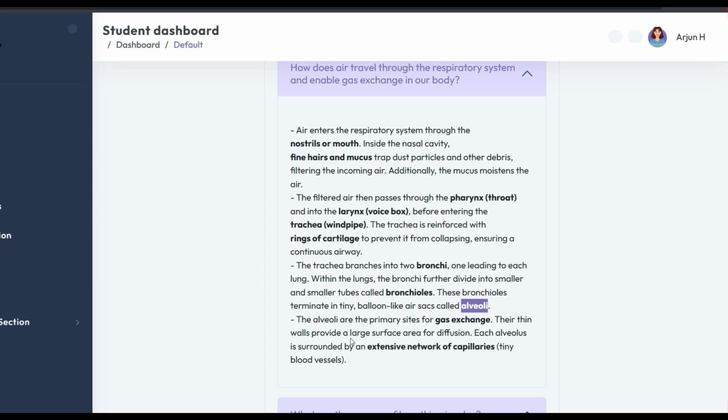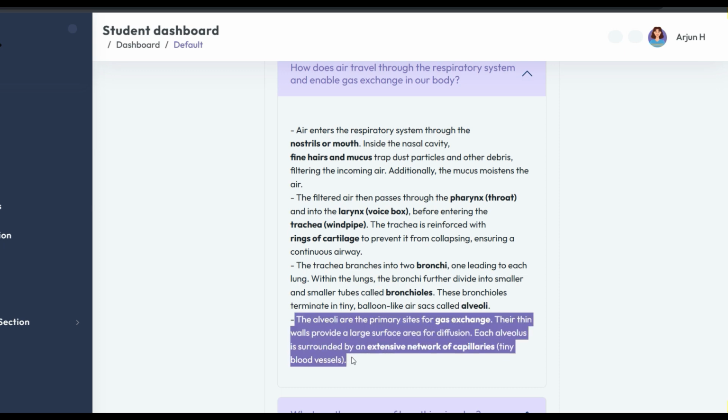The tiny walls provide a large surface area for diffusion. It's similar to our villi, which increase surface area. This too does the same. Each alveolus is surrounded by an extensive network of capillaries, the tiny blood vessels. That's where the exchange happens. This last paragraph we'll be seeing in the next video.